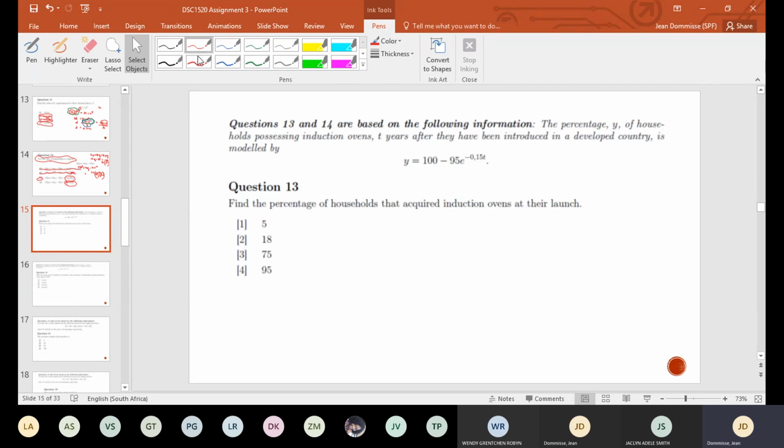Okay, this is a weird question, but maybe I must not read too much into it and not make it too difficult. So what I would have done is I would have looked at this and said, okay, at launch, that probably means that T is equal to 0. And then I just would have substituted T with 0. I don't see that we need to do anything else in this one.